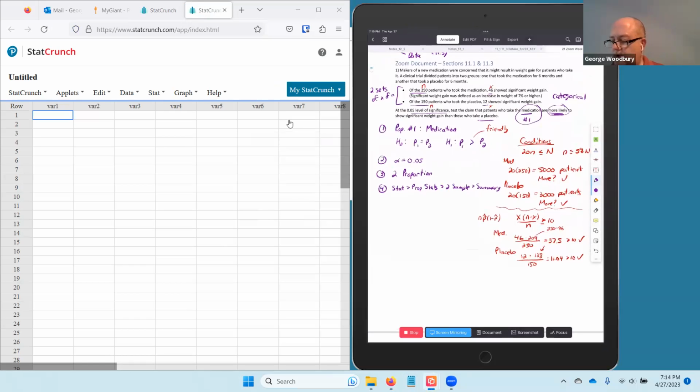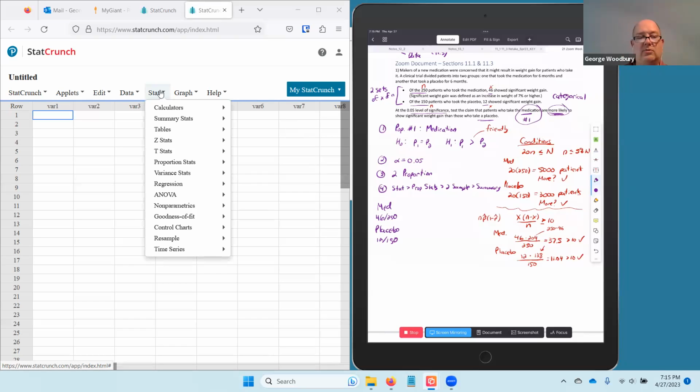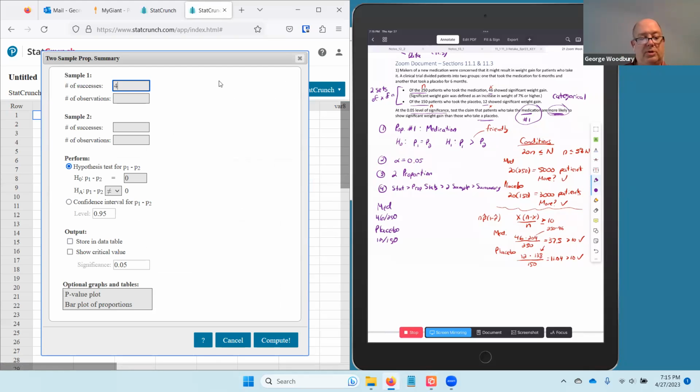And what some students have some luck with is if you list population 1, the people with the medication, that was 46 out of 250, and you list population 2, the placebo, that was 12 out of 150. Then you've got those numbers there. It makes it easier when you get to StatCrunch. Stat, Proportion, 2 Sample with Summary. The first group is 46 out of 250. The second group is 12 out of 150. We don't change the 0.